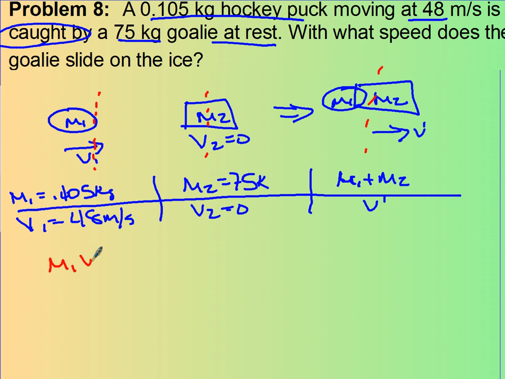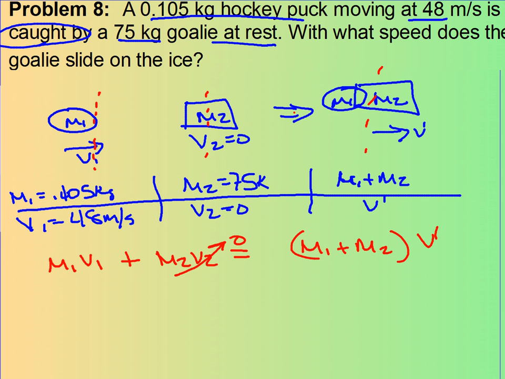M1 V1 plus M2 V2 equals... my arrow always means equals. Now they're stuck together, so it's going to be M1 plus M2 times V prime. I know this is 0, so I'm going to mark it off.